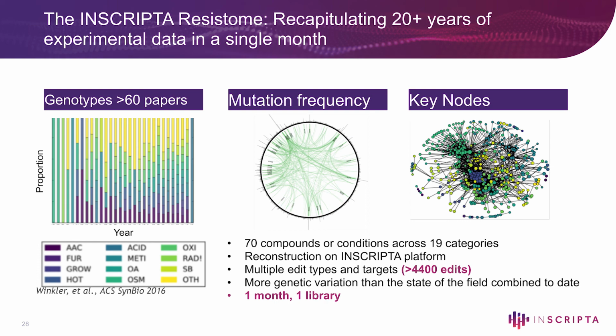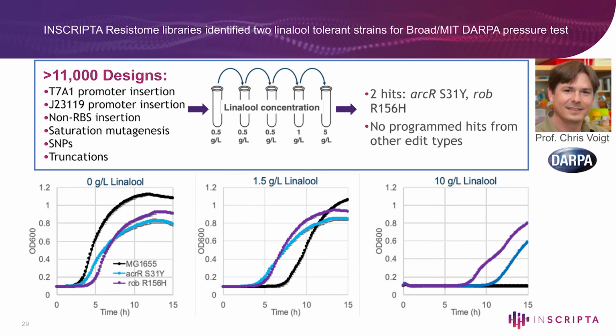So one of our early access partners, Professor Chris Voigt, had a project with the DARPA that he wanted to look at linalool tolerant strains for a DARPA pressure test. Linalool is a plant terpene that's used for its scent, and I heard it's used to make beer hoppy. So what he requested is, okay, you have the resistome library. Could you add a few more specific targets to it? So we included saturation mutagenesis of some of the specific targets he wanted.